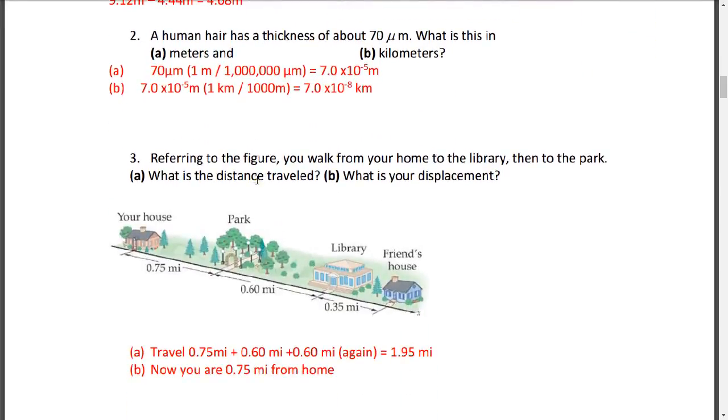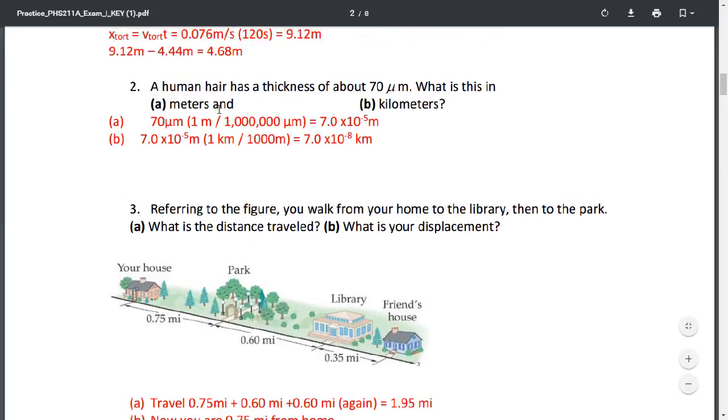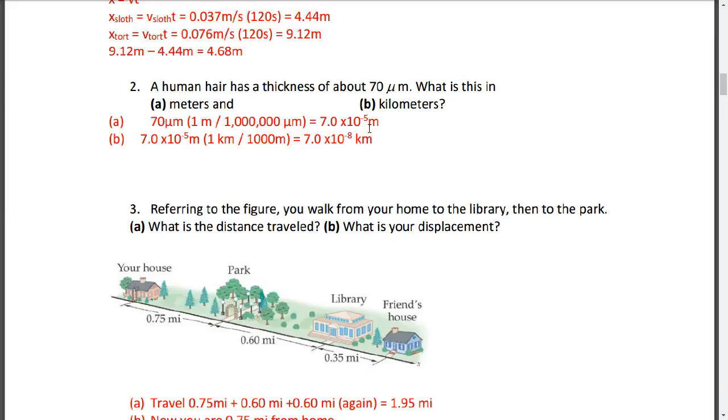All right, a little bit of practice doing conversions. So 70 micrometers: there's 1 million micrometers in a single meter. So we're able to do that conversion to meters pretty easily. We'll have micrometers in the denominator, meters in the numerator. We cancel out and we wind up with an answer in meters, and it's 7 times 10 to the negative 5th meters.